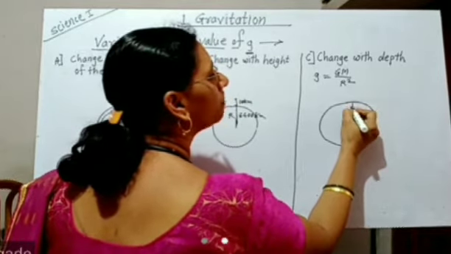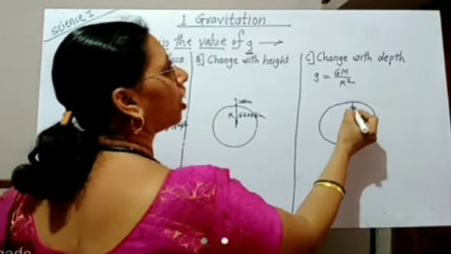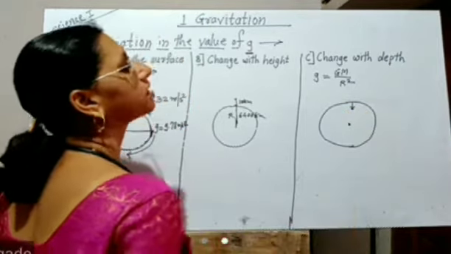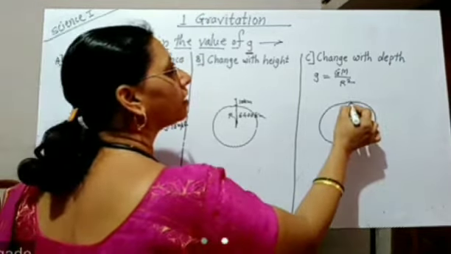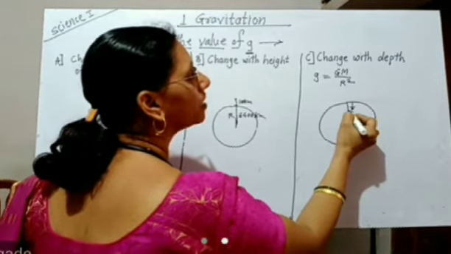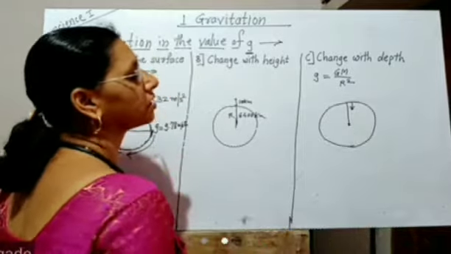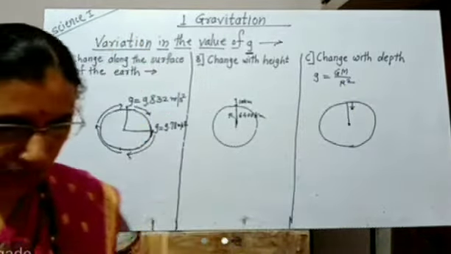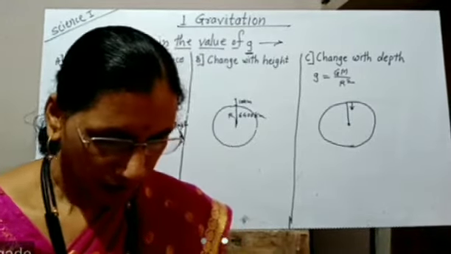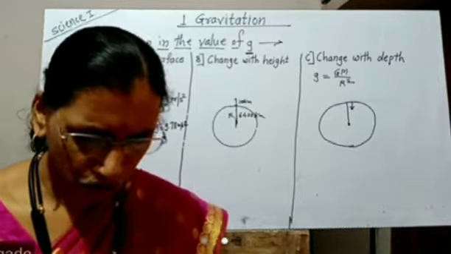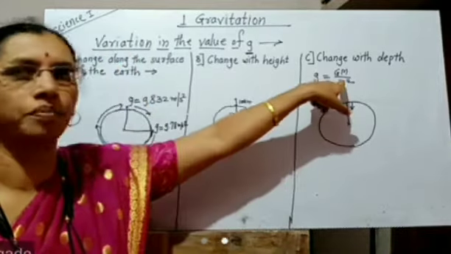If we go deep inside the earth, for an object going deep inside the earth, the radius goes on decreasing. And therefore one would think that the value of g should increase as per the formula.